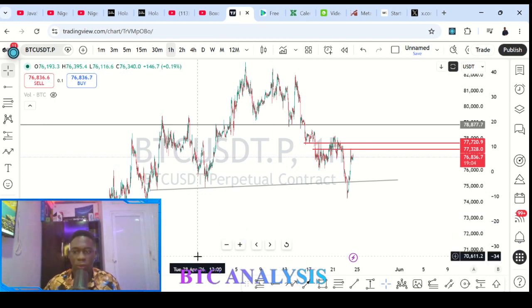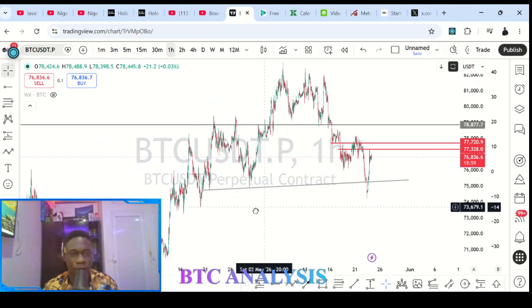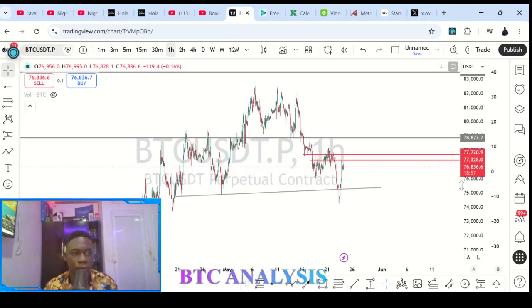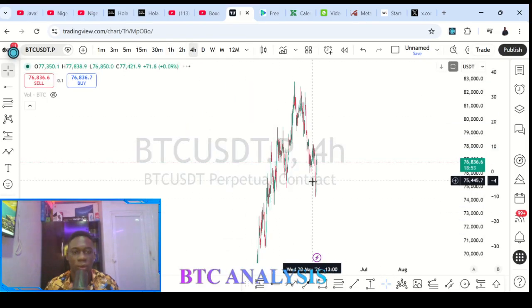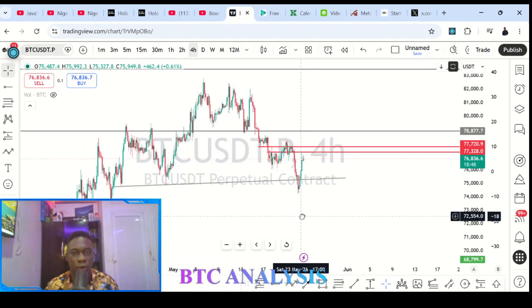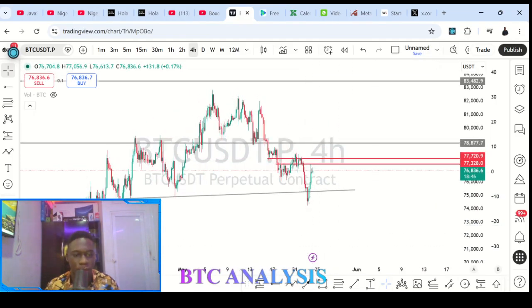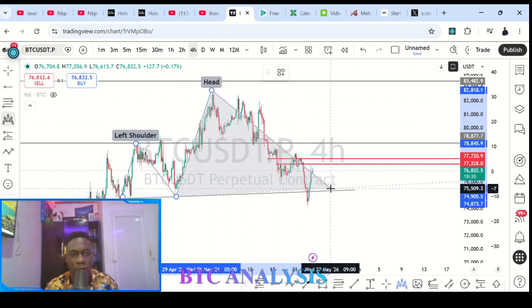Okay, so let's look at what to expect on BTC, short term, immediate short term. Now, if you look at it closely, let's go to 4 hours. If you look at it closely, you'll be able to see this head and shoulder pattern clearly. Let me map it out. So let's see it together. It's the head and then the shoulder.